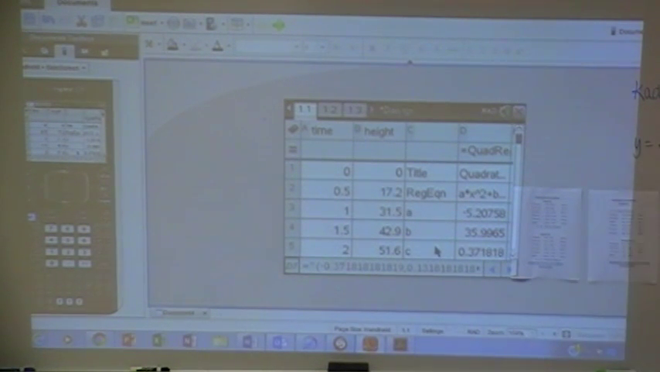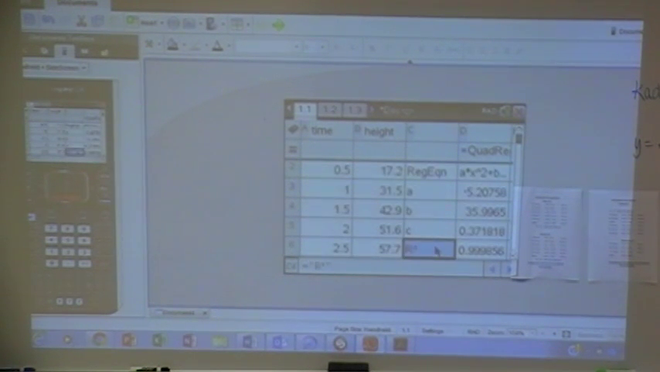Okay, if you'll scroll down from here, notice this R squared value. And it says 0.999857. That is a statistics calculation that tells you how accurate your regression is. The other thing won't tell us that either.